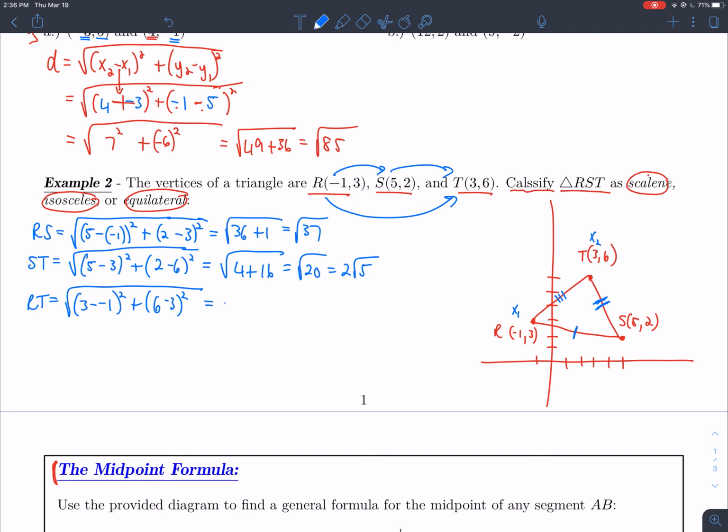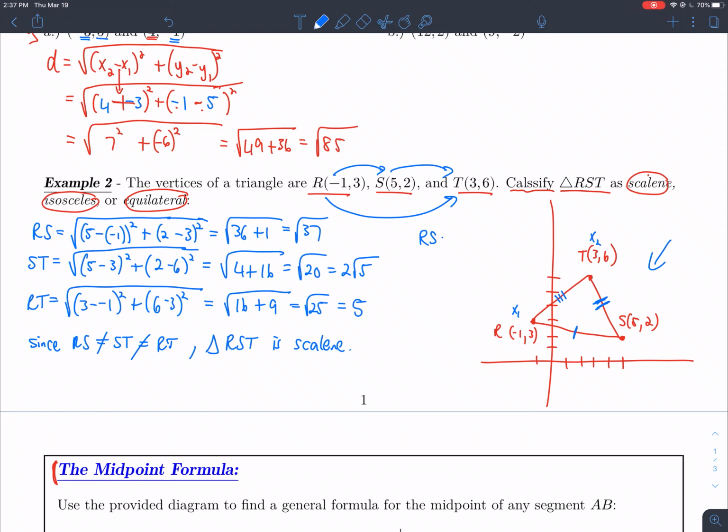Okay, and that would give me 16 plus 9, right? Which is root 25, which is 5. So annotations hold. Every side is a different length. So you can say something like, since RS is not equal to ST is not equal to RT, triangle RST is scalene.